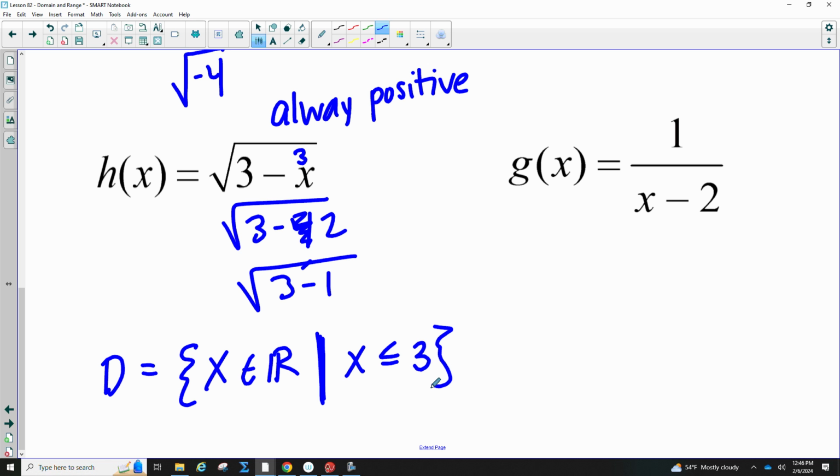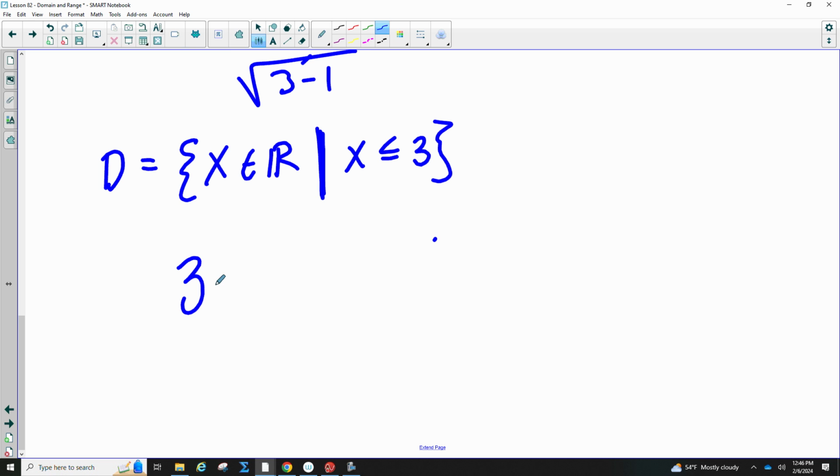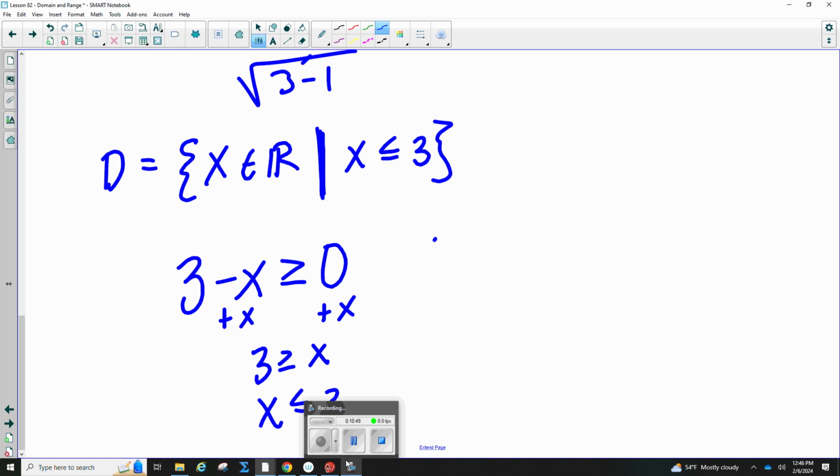Now, another way to do this is to take what is underneath the radical and set it greater than or equal to 0. Okay, because I need positives, all right? So if this is the case, then I can add the x over here, and I get 3 is greater than or equal to x, and then I can flip the entire thing, because if 3 is greater than x, then x is less than 3, all right? So it has to be all things less than 3. So you can take what's under the radical and set it greater than or equal to 0.